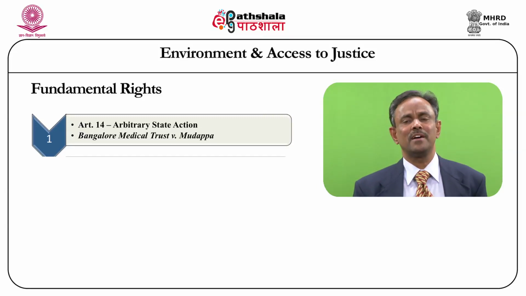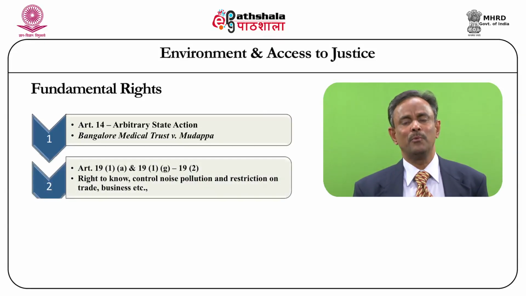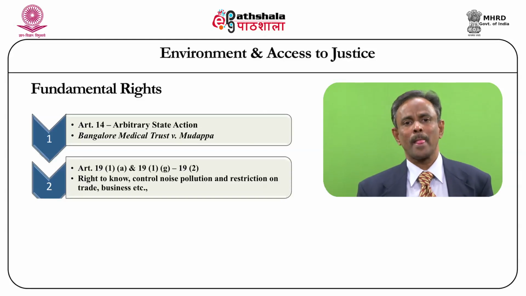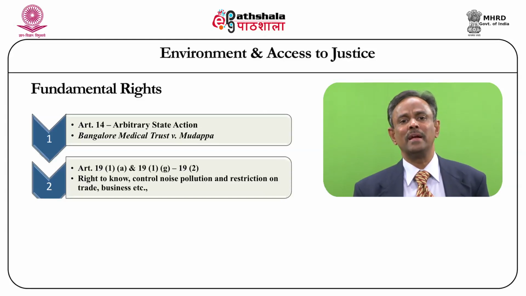The next article is Article 19. Under this article, we can refer to two important aspects, Article 19(1)(a) and Article 19(1)(g). But these two are subject to restrictions that can be imposed by the state under Article 19 Clause 2. Article 19(1)(a) mainly deals with the right to know. Every person in India has the right to know what kind of industry the government has given permission to, and whether the industries are good or bad, and can avail the right to information as per Article 19(1)(a).